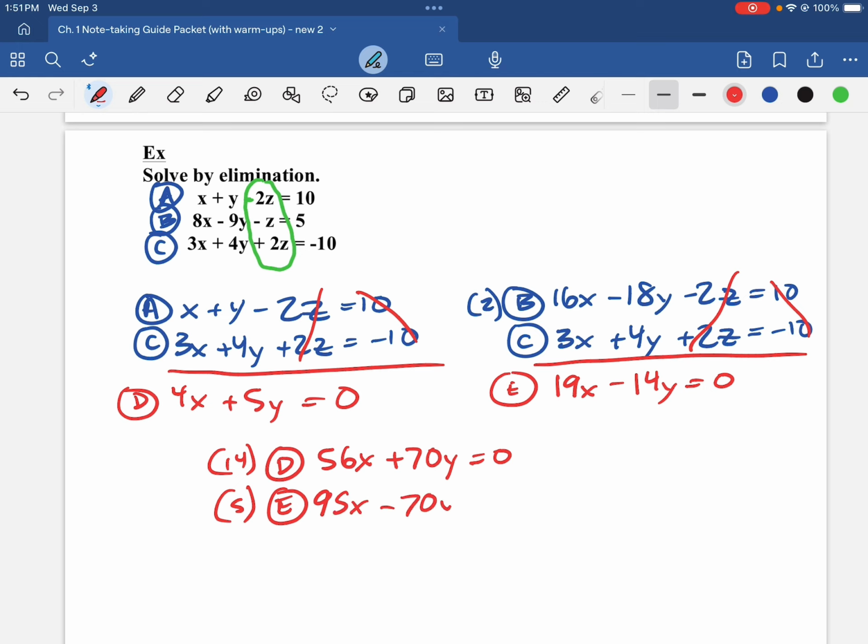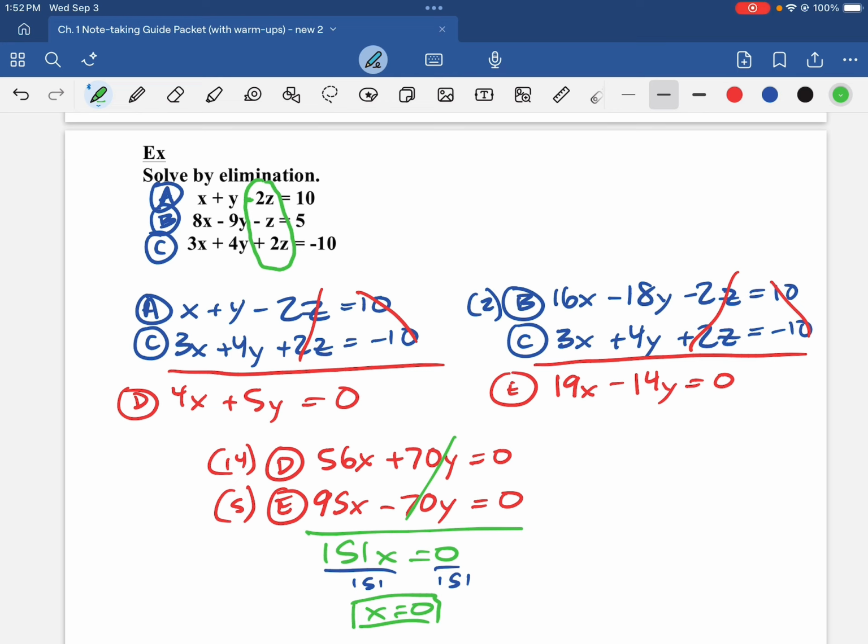Okay, and now when I add these, the y's will eliminate, and I'll wind up with, let's see, 56 plus 95 is going to be 151. Okay, and then when I divide both sides here by 151, x is going to equal 0. Okay, so I got the x value.